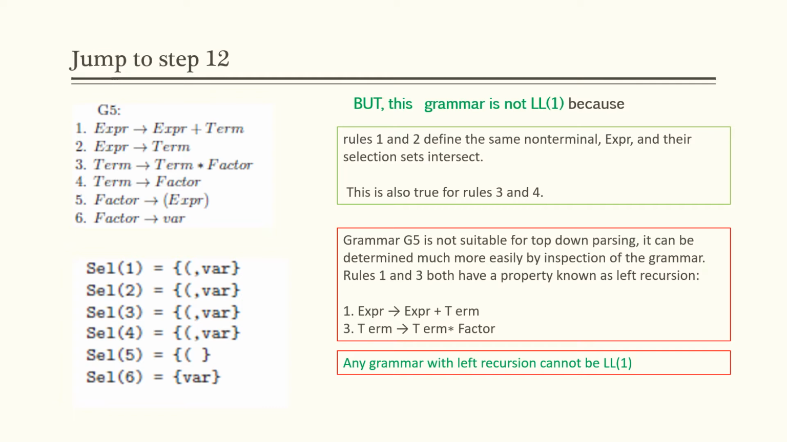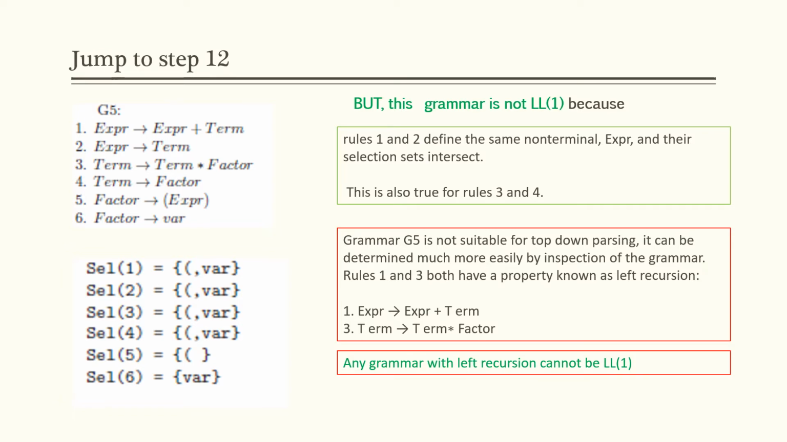However, our purpose just now is to check whether the grammar is in LL1 or not. But in this case, we see that actually this grammar is not in the LL1. Why? I state here the reason. To be in the LL1, we cannot have the intersect of selection set. It means that the same non-terminal cannot have the same selection set.